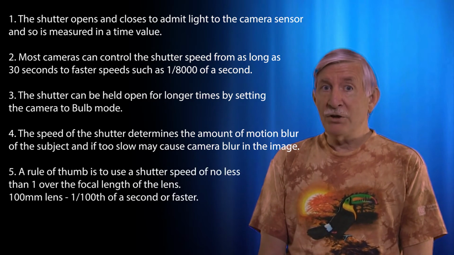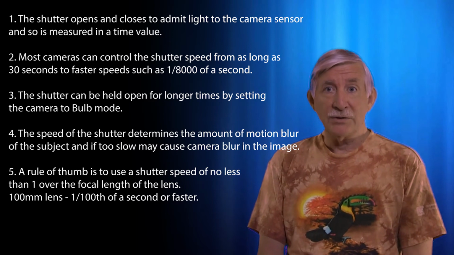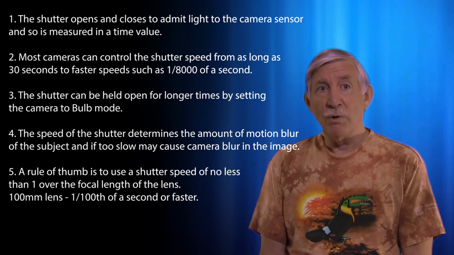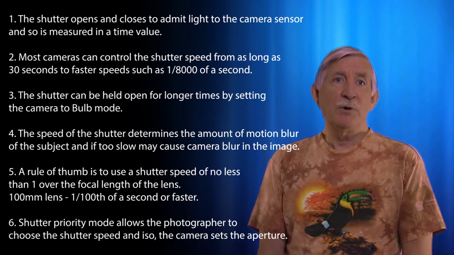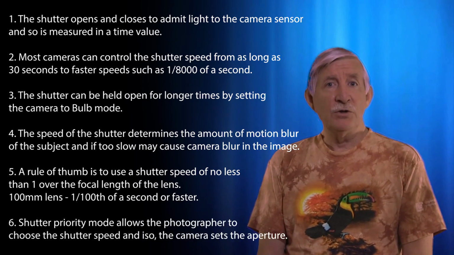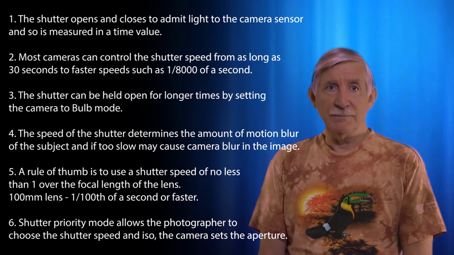A rule of thumb is to use a shutter speed of no less than 1 over the focal length of the lens. 100mm lens, 1/100th of a second or faster. Shutter priority allows the photographer to choose the shutter speed and the ISO. The camera will set the aperture.